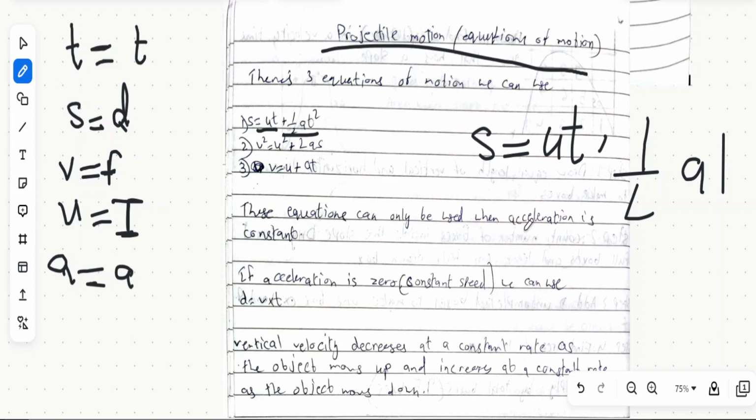These equations can only be used when your acceleration is constant. That means in all of these formulas, the acceleration that you're going to use must be equal to the acceleration due to gravity. The acceleration due to gravity is 9.81. Usually you'll use 10 meters per second squared in your exam. Both work.